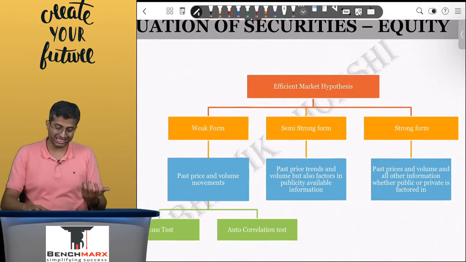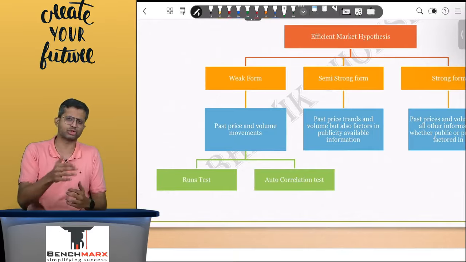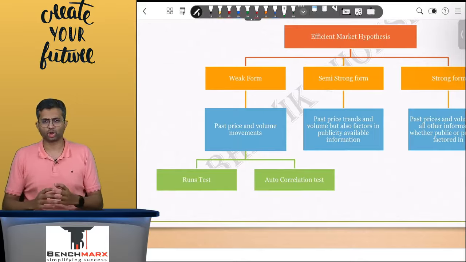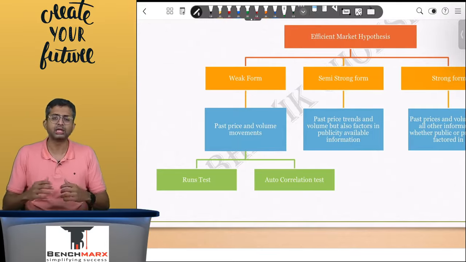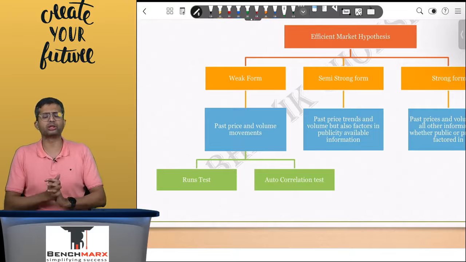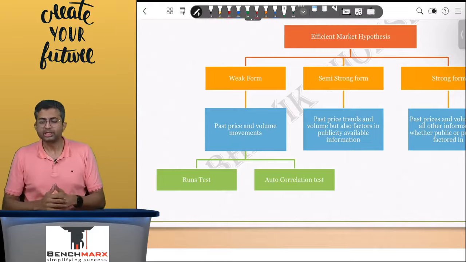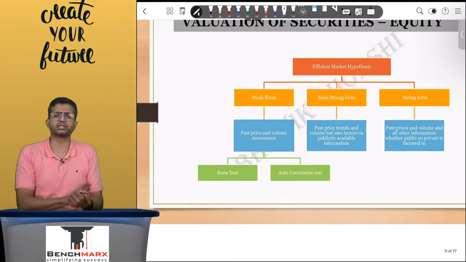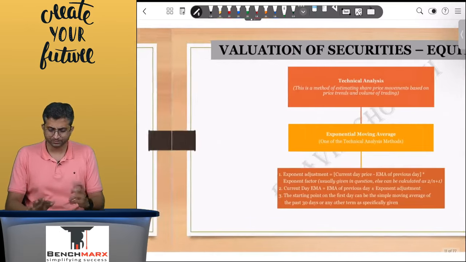There are a few tests which can be asked in the exam for the efficient market hypothesis, to see whether the market is weak form efficient or not. One of them is the runs test. Another is the autocorrelation test. These are fairly statistical workings. You can refer to the theory for the same. There's one standard question on the runs test, and for the autocorrelation test there's also a single question. I think it's from the Jan 21 paper. You can refer to this for your understanding.